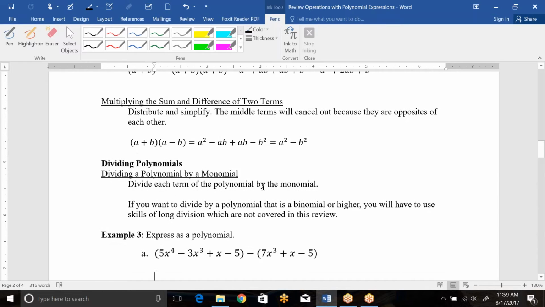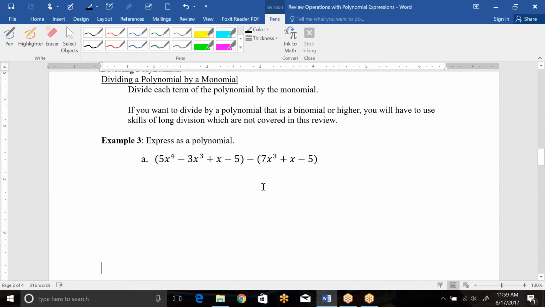So it'll be coming later. So let's look at our first example here. It says express as a polynomial. So we're just supposed to simplify it down.